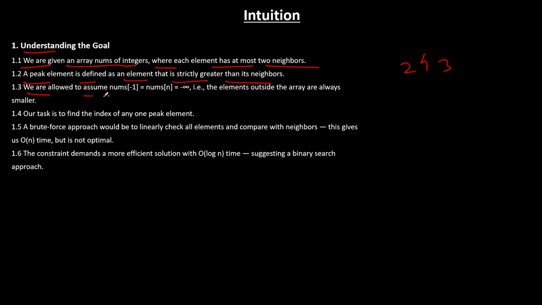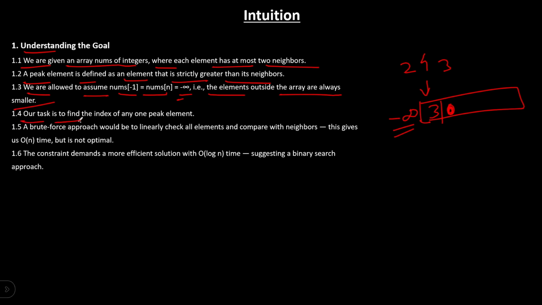We are allowed to assume that nums of -1 and nums of n are negative infinity. That is, the elements outside the array are always smaller. This is also clear, because to check whether this is a peak element, we will have to compare with its right element here, and this left element, which is basically out of bounds, is taken as negative infinity. Fine.